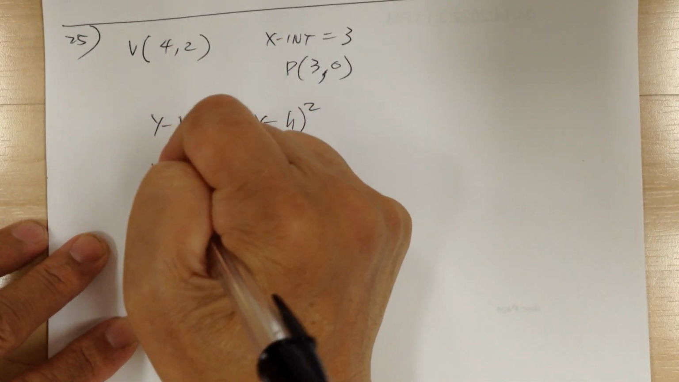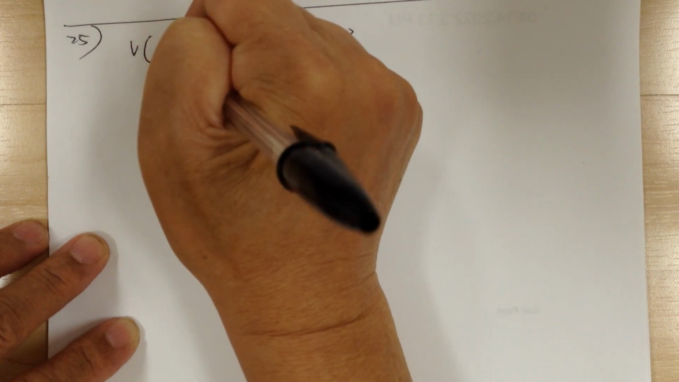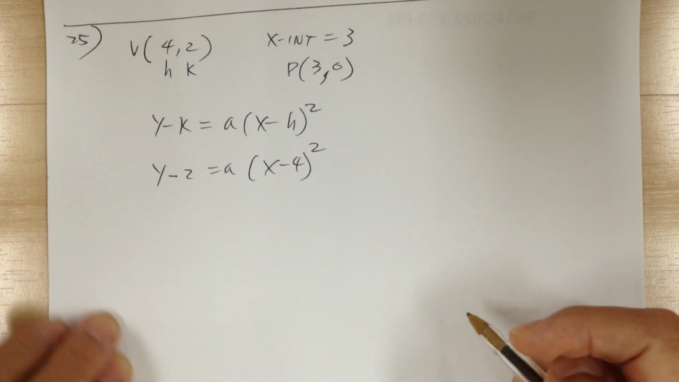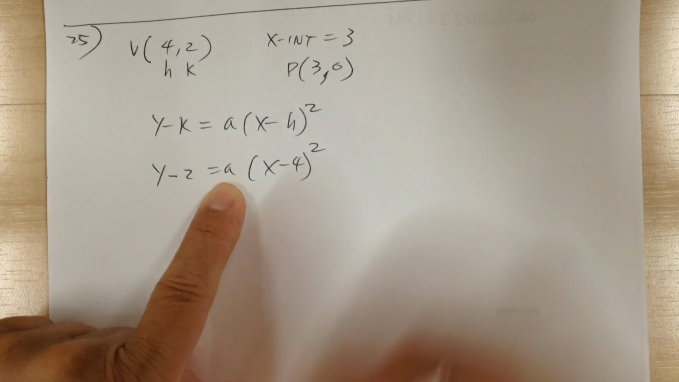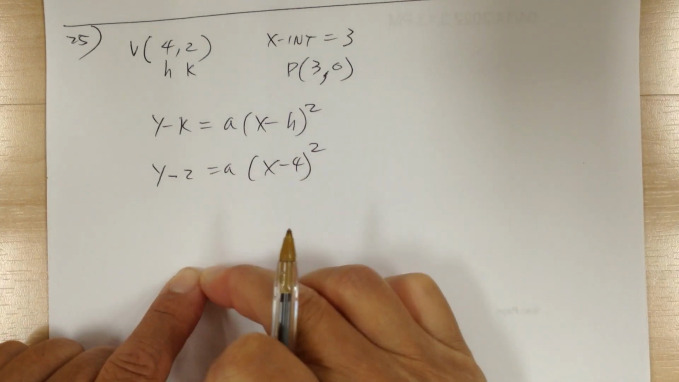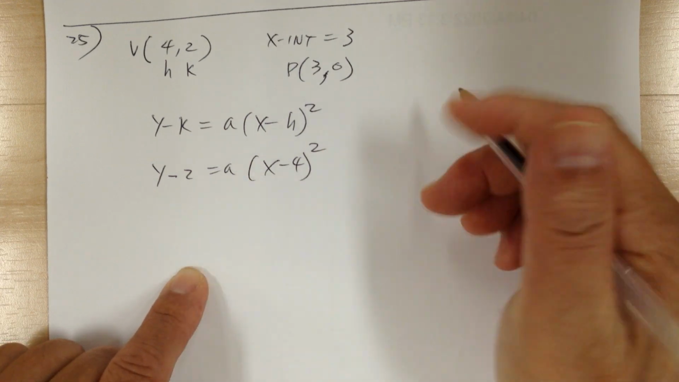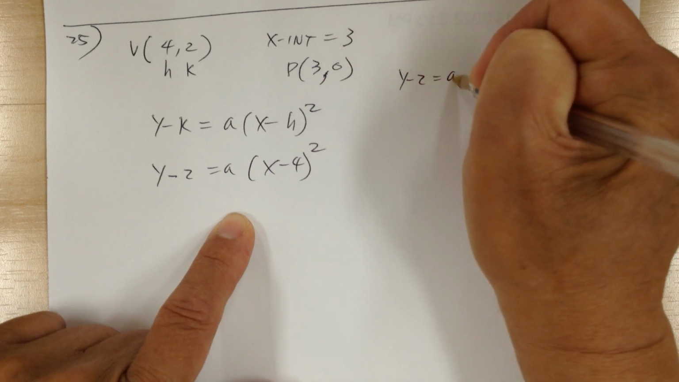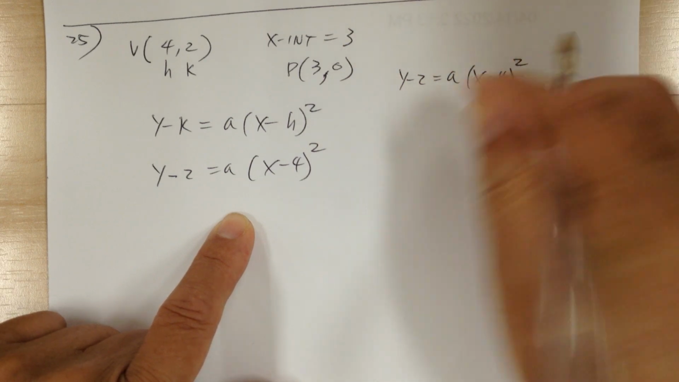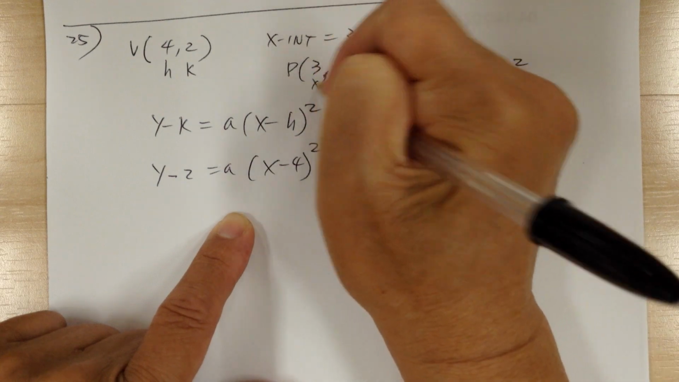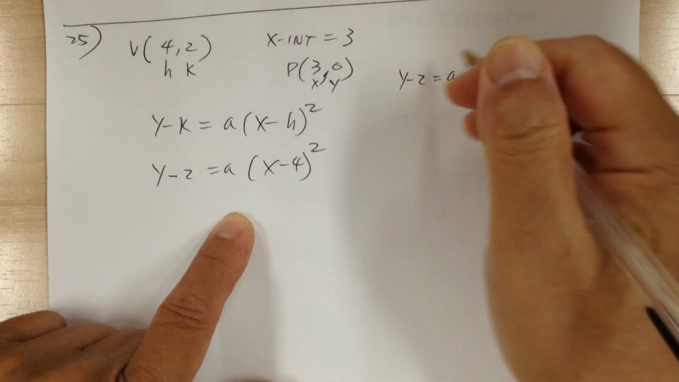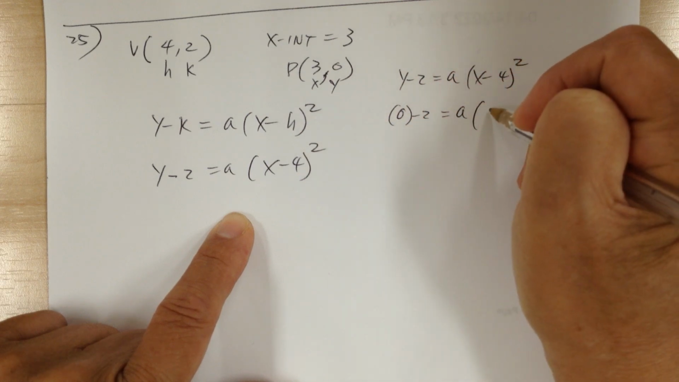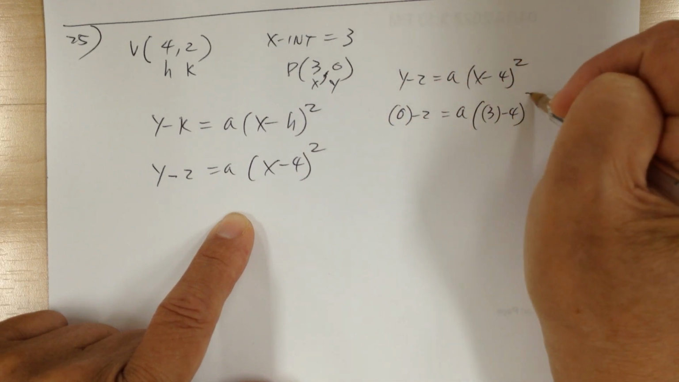So you get y minus 2, that's your h and the k, equal to a times (x minus 4) squared. Now you have to find a. Just like the previous one, you don't want a lot of little steps over here; you're going to lose track of what you're doing. So go off to the side and substitute this point in here, that's your x and the y. So you're going to get 0 minus 2 equal to a times (3 minus 4) squared.